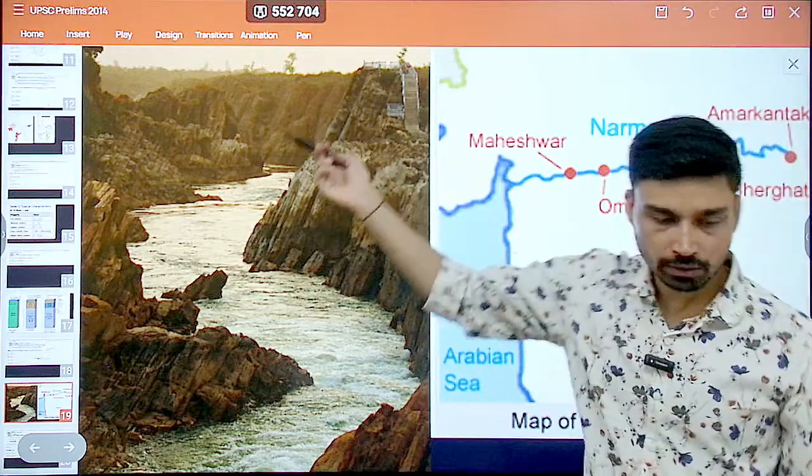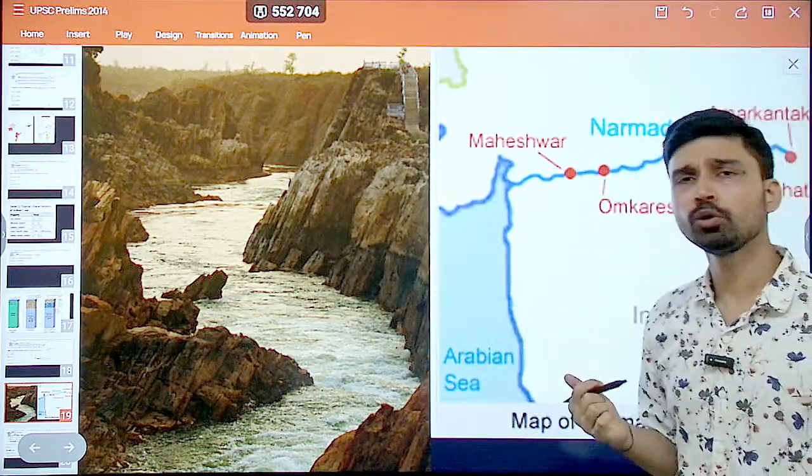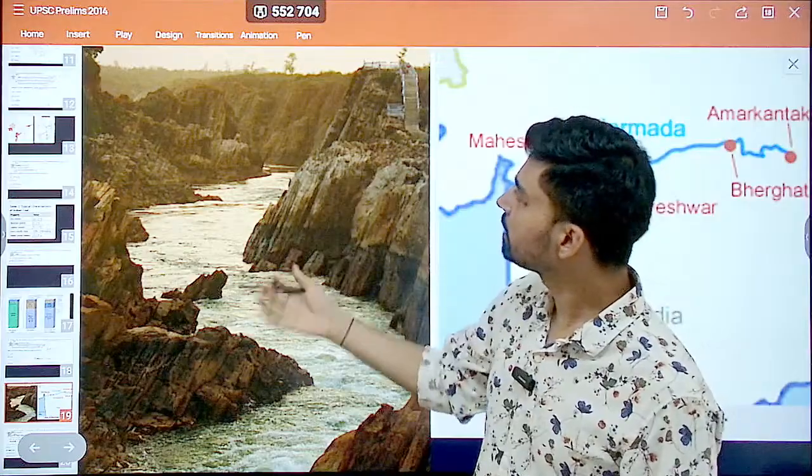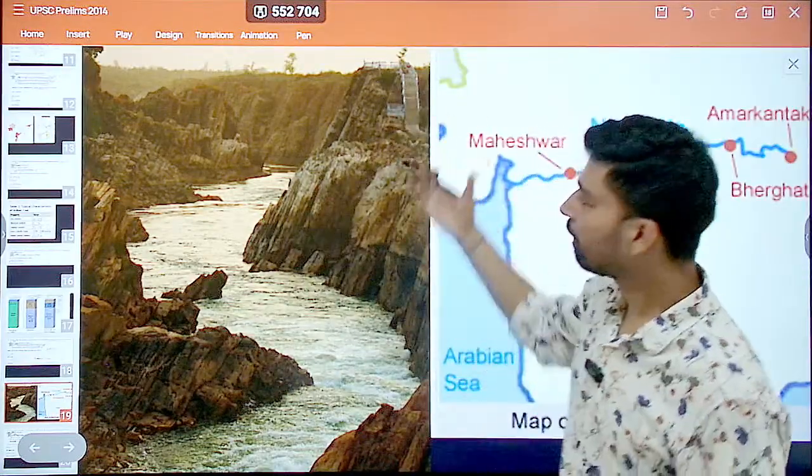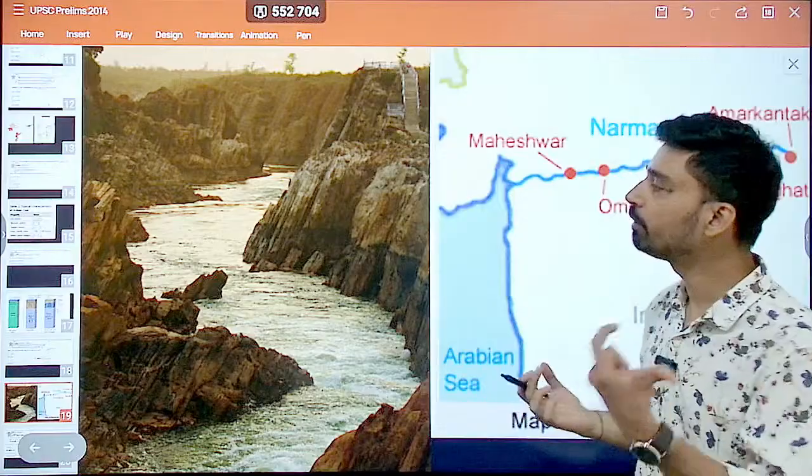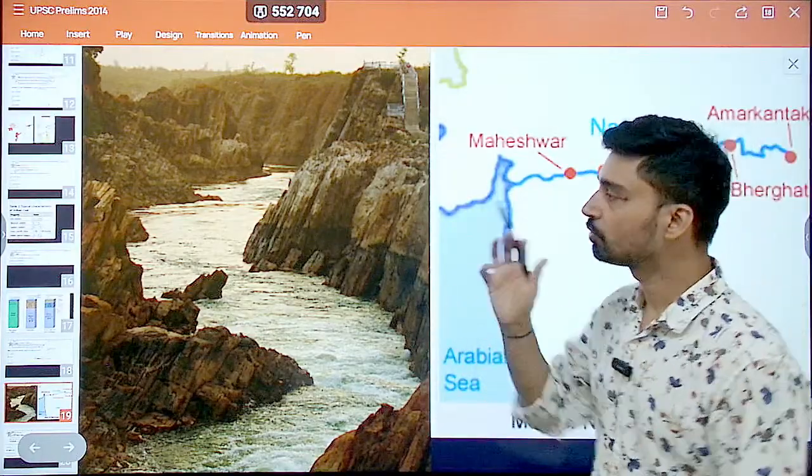And as you can see from here, this is the actual photograph that is taken of Narmada river. As you can see, on both sides of Narmada river you have the hilly terrain, and through this valley between these hills the river flows from east to west.